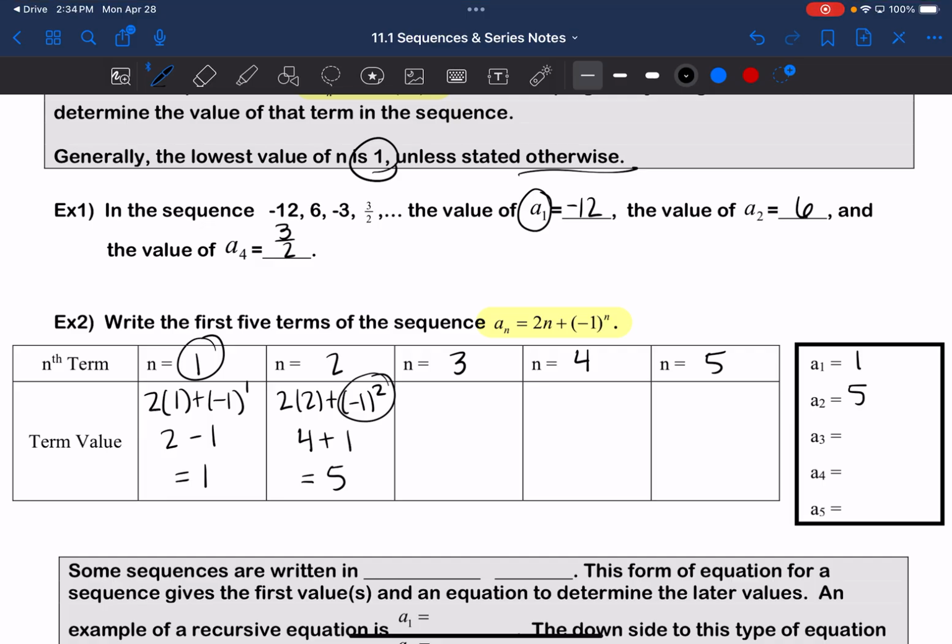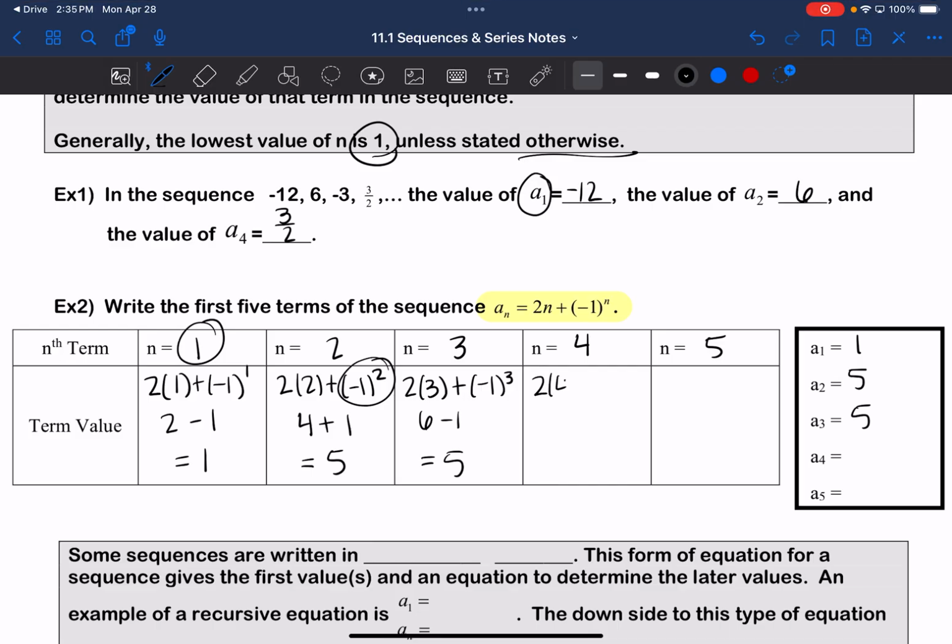I'll do the same for the following 3 terms. So I'd have 2 times 3 plus -1 to the third power. 2 times 3 is 6, right? And -1 to the third power is -1, right? So this would be 6 minus 1, which simplifies to 5, right? So the third term of this sequence is 5.